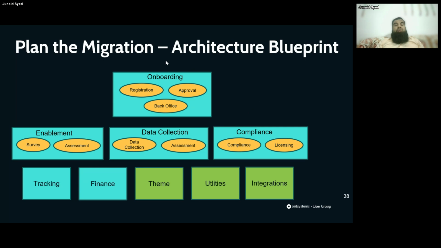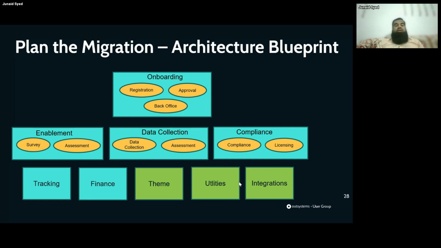Yeah, so now if you want to achieve this blueprint ultimately, then the database model has to be broken down so that it can sit in different applications. So yeah, this is at a high level, and then tracking and finance become another application, and then the theme and the utilities are broken down. So the foundation horizontal domain is also broken down into theme and utility libraries, and then one library for integration.